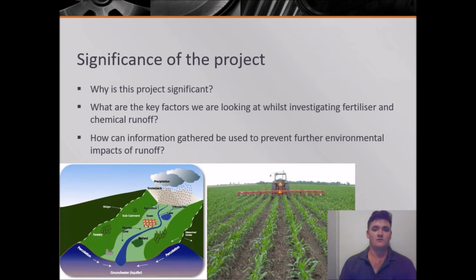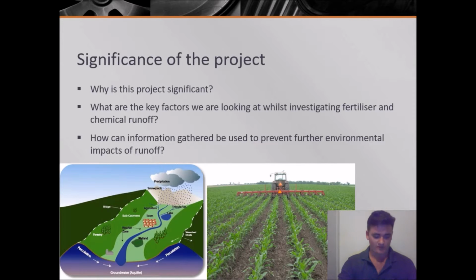Then we're going to be looking at what key factors we are looking at whilst investigating fertiliser and chemical runoff. So it's obviously going to take us in depth in regards to some chemicals that are going to be more harmful to the environment, especially in runoff events, along with your fertiliser uses and that sort of stuff. What methods are going to be a better alternative, and then obviously how can information be gathered and be used to prevent further environmental impact and runoff. So basically that's going to be saying how can we investigate further, how can we implement these strategies, and overall how can we reduce the environmental burden that runoff has and has had for the last 60 plus years at least.